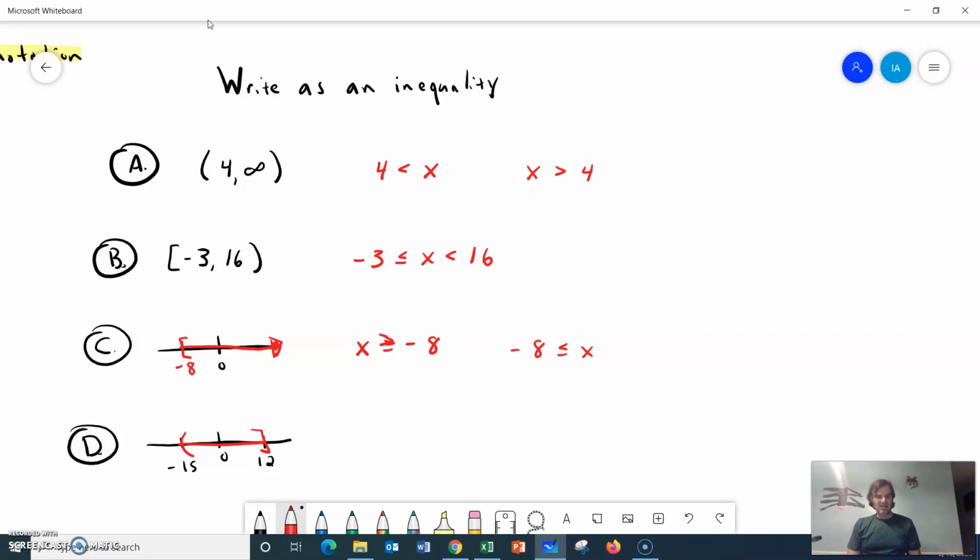Okay. And the last one is another compound on a graph. It starts at -15 with the parentheses, and then it goes to 12 with a bracket. So parentheses -15 to 12 bracket. Okay, so you want to be able to take these to interval notation as well.